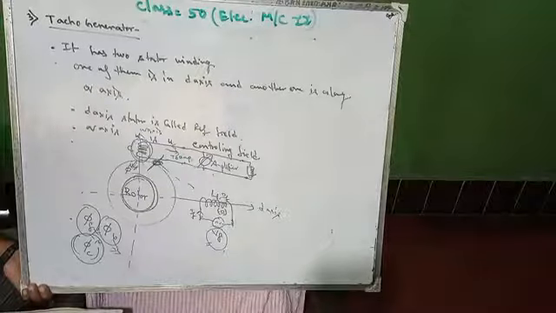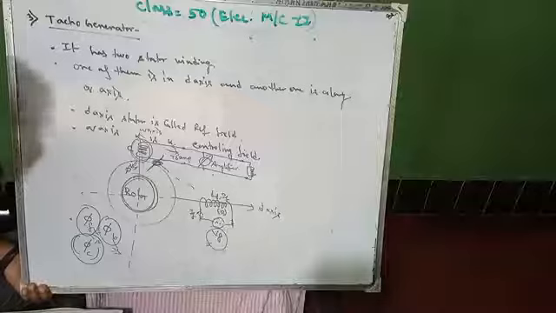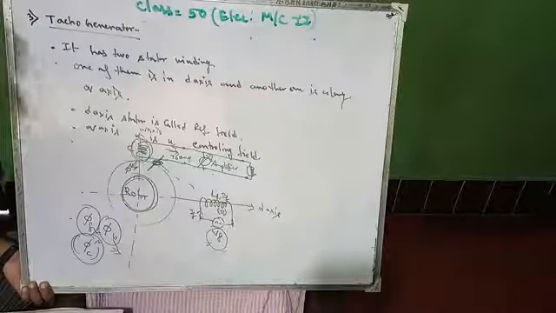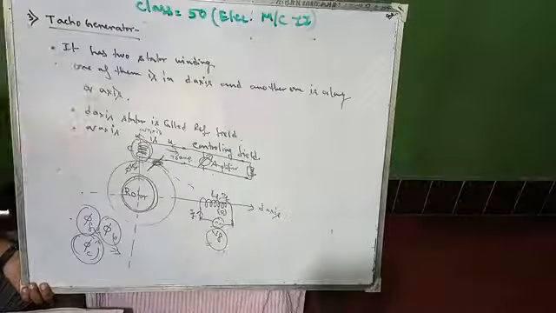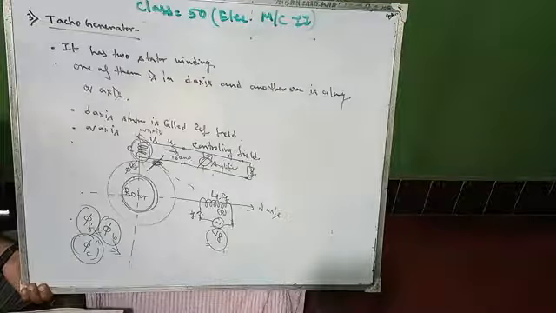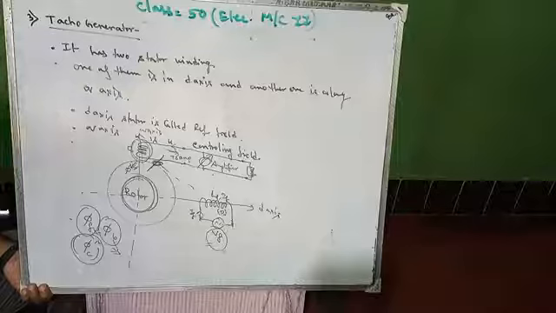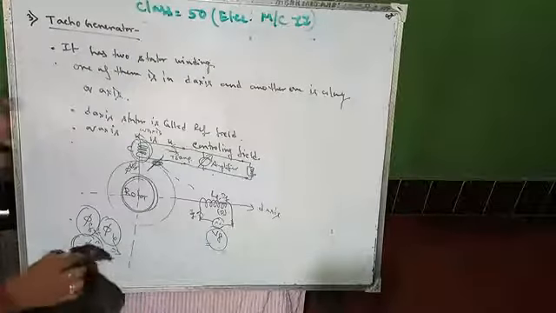The use of this tacho generator is in automobile applications or automobile control systems. In an automobile control system, this tacho generator is used to control the different operations of the system inside the automobiles.